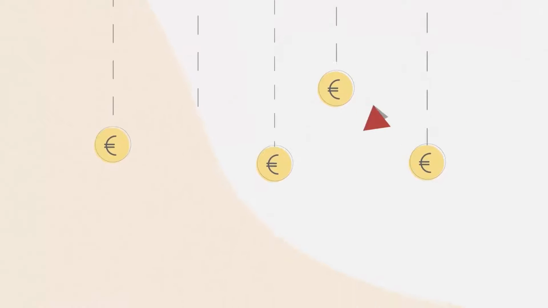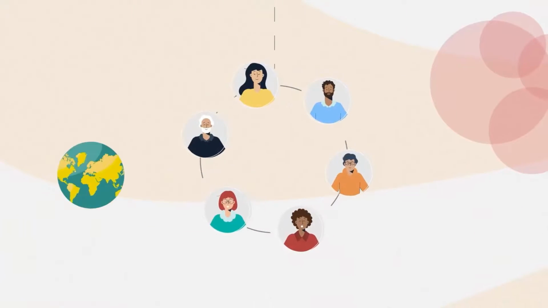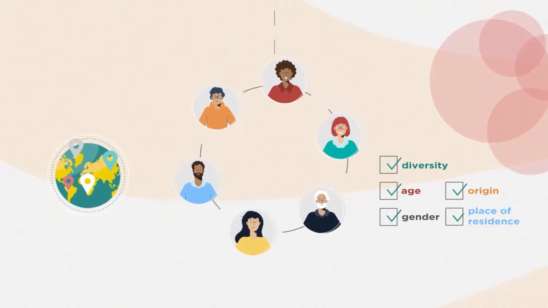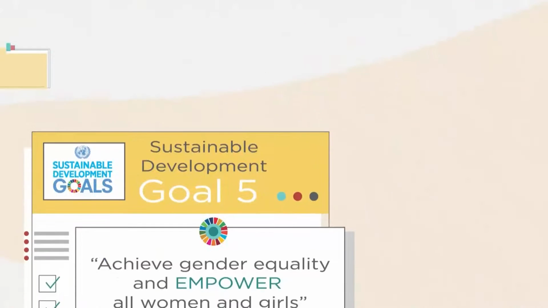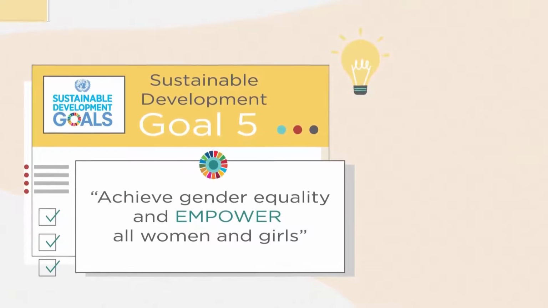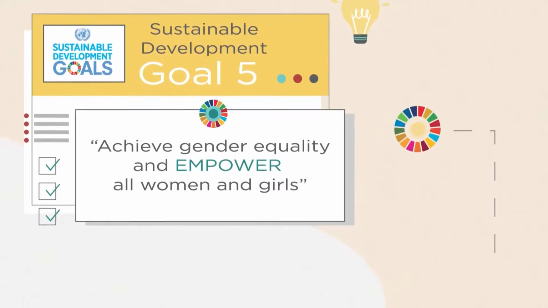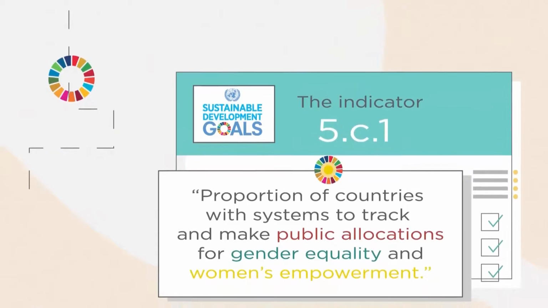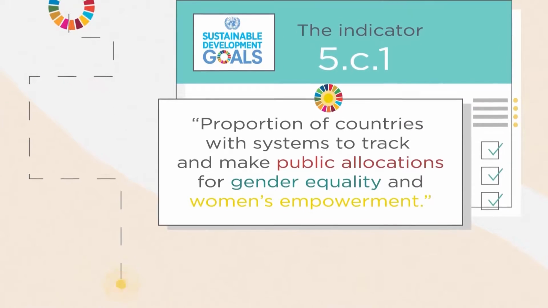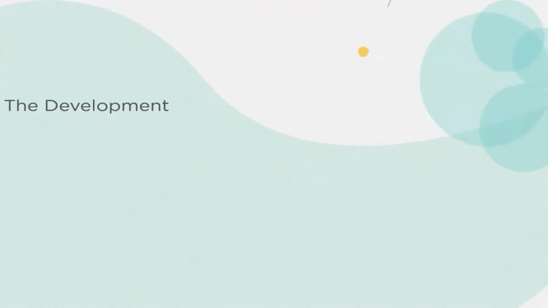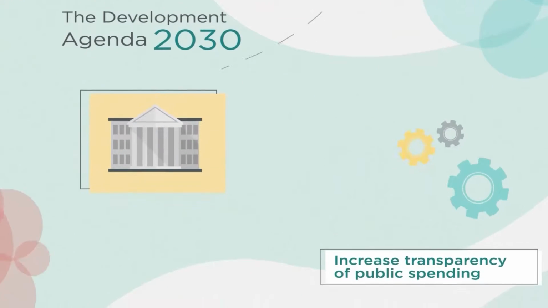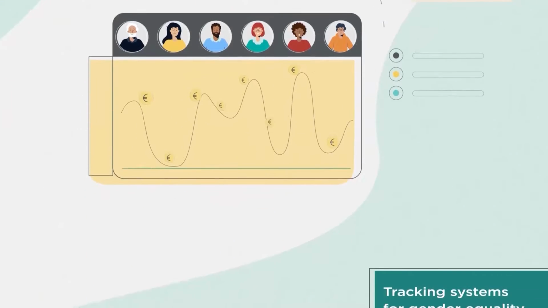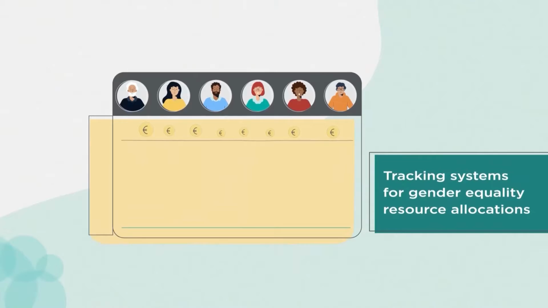Public expenditures must be targeted appropriately to benefit both women and men in their diversity, ages, gender, origins, place of residence, among others. Sustainable Development Goal 5, Achieve Gender Equality and Empower All Women and Girls, includes the indicator 5C1, Proportion of countries with systems to track and make public allocations for gender equality and women's empowerment. The Development Agenda for 2030 calls governments to increase transparency on public spending and measure and increase their efforts on tracking systems for gender equality resource allocations.